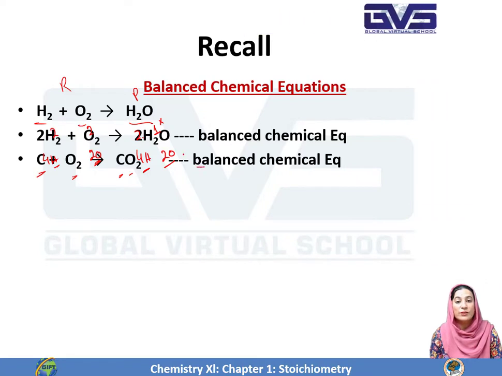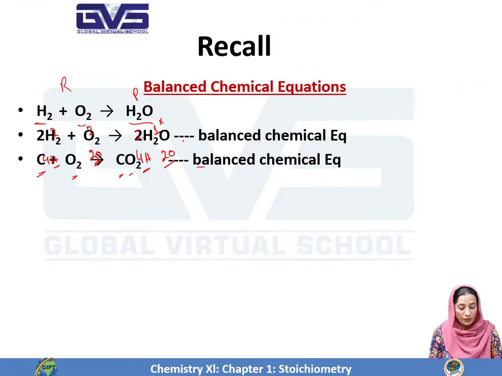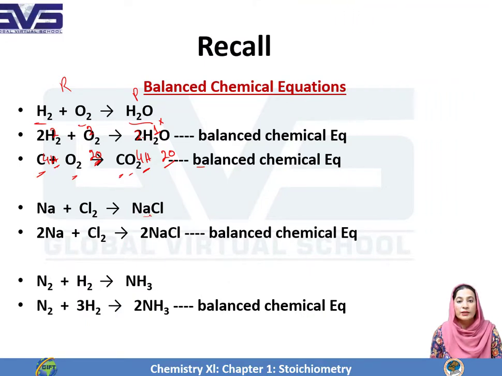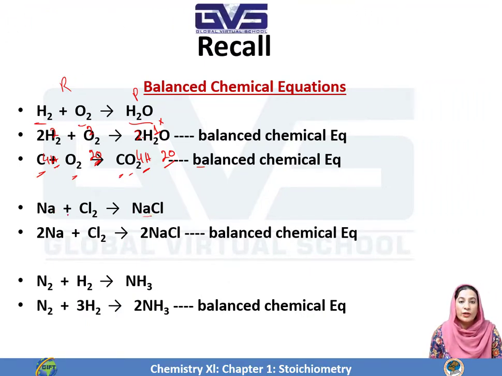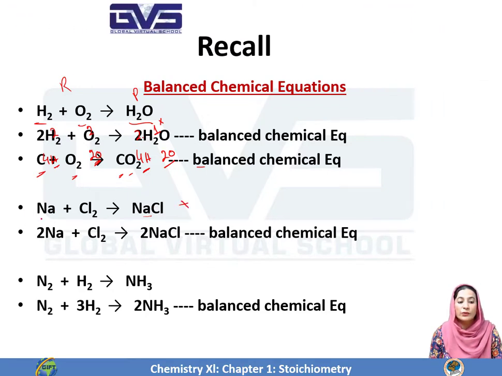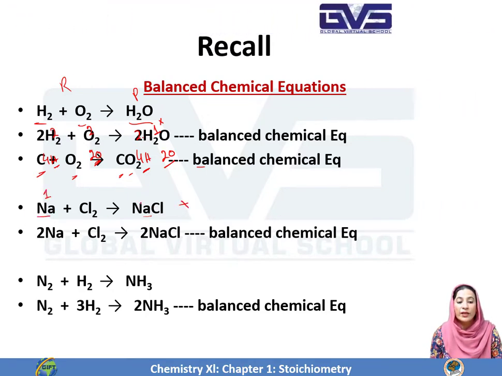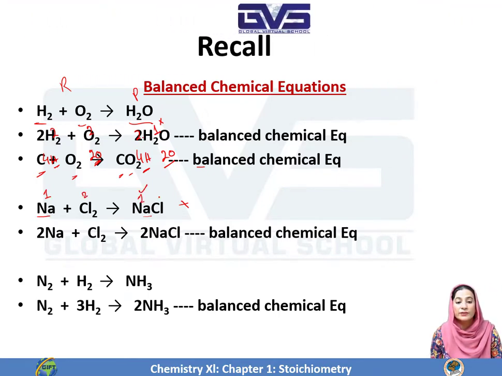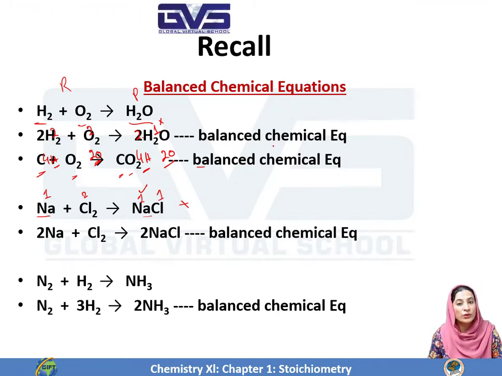So this equation is a balanced chemical equation. Here are a few more examples for you. Formation of sodium chloride. This is formed with the help of sodium and chlorine. In this case, you can see this is not a balanced chemical equation because there is one sodium on this side and one sodium on this side. This is balanced, but there are 2 chlorine atoms on one side and 1 chlorine on the other. So chlorine is not balanced, which means the equation is not balanced.